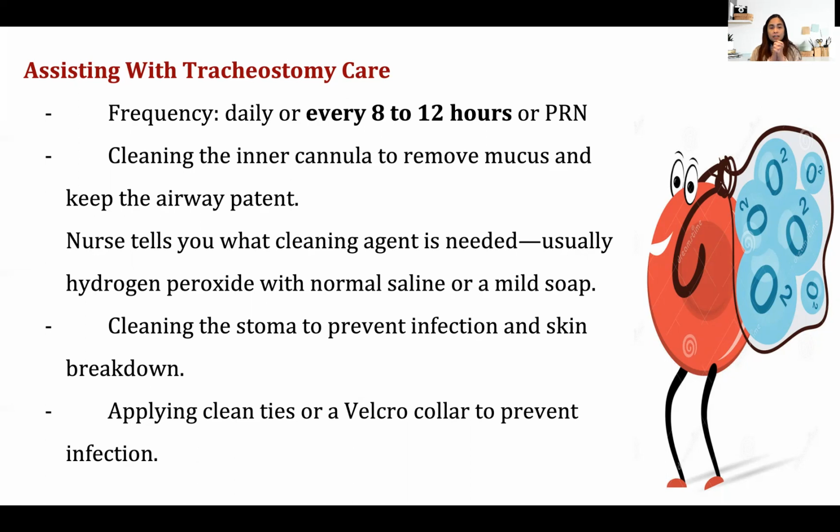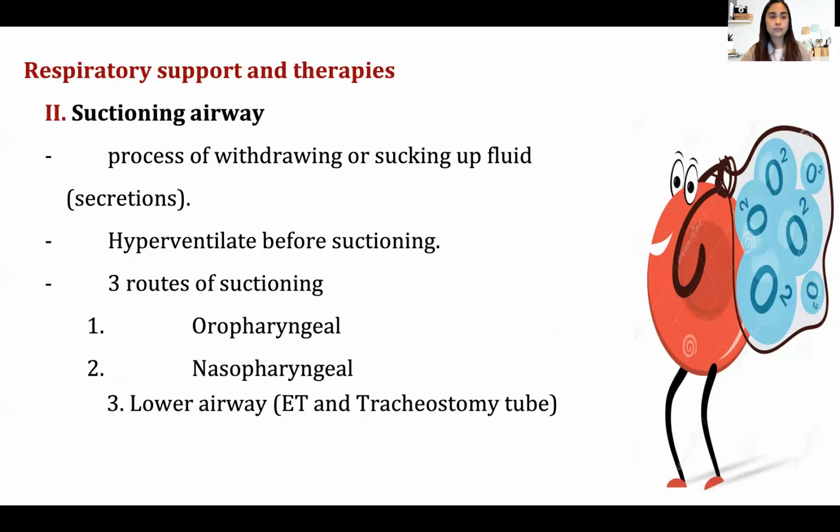Usually, before, they used hydrogen peroxide with normal saline or mild soap, but in our hospital we only use normal saline, so it will not irritate the trachea. Cleaning the stoma, the opening, is also done to prevent infection and skin breakdown. Then apply a tie, a velcro collar, to prevent infection.